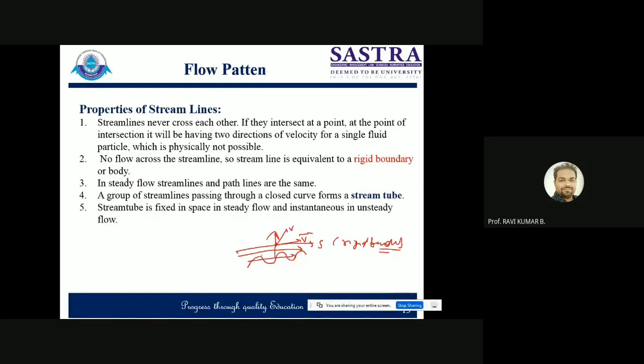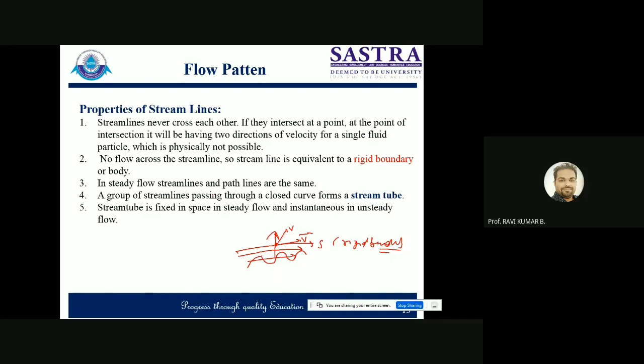Third point, if you are considering a steady flow, in that case, streamlines and path lines both will be the same. There is no difference between path line and streamlines in steady flow. If it is an unsteady flow, then only you can differentiate between streamline and path lines.